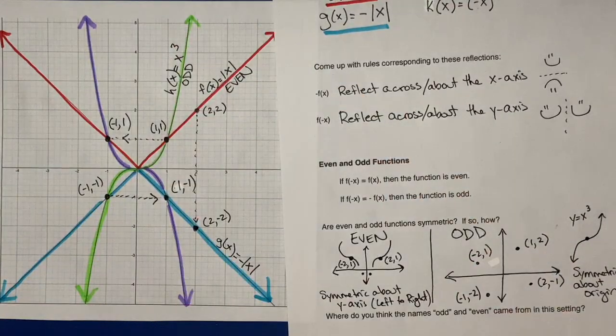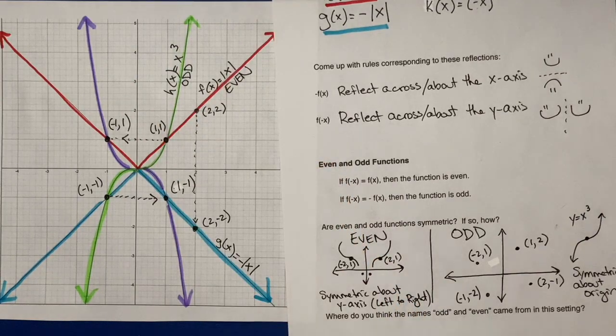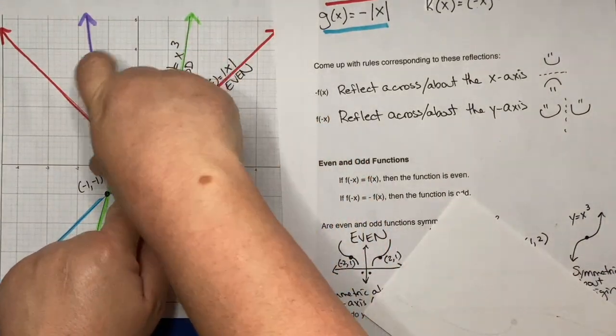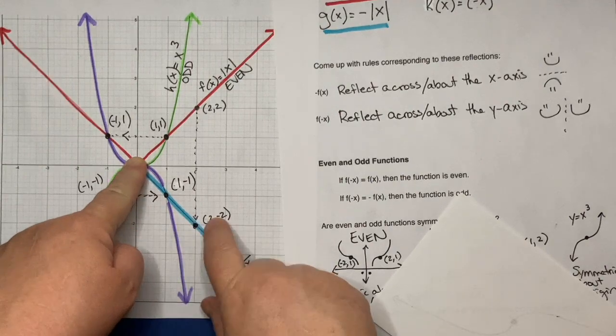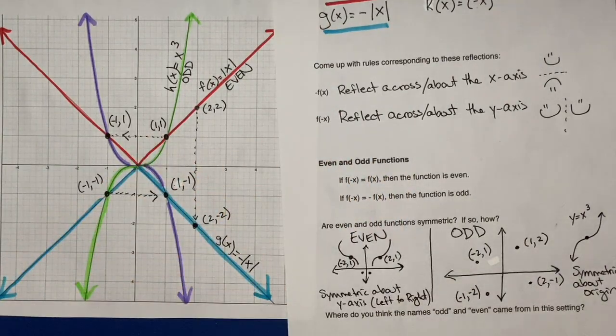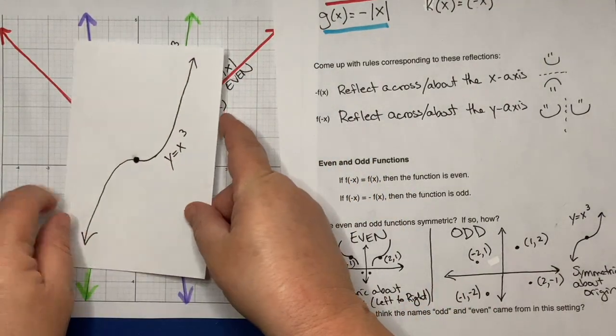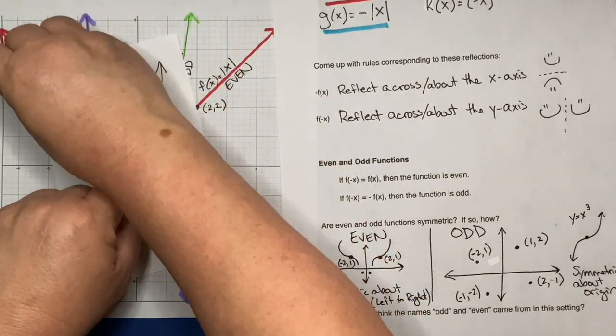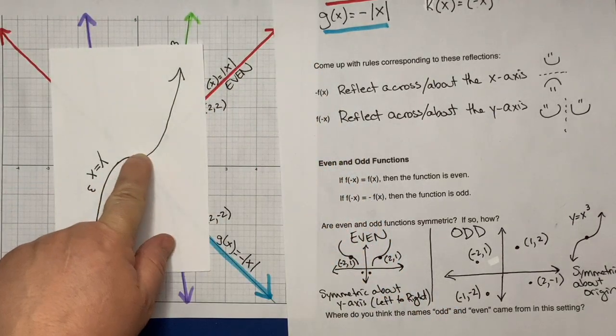So does that work with this guy? If I put my finger there and I turn it around, no, you end up with the other one. You don't end up with the same one. So odd functions are special in that if you spin them like a pinwheel, you end up with the same function.